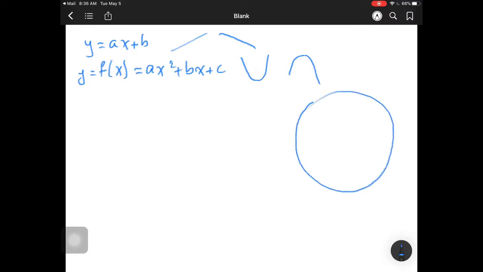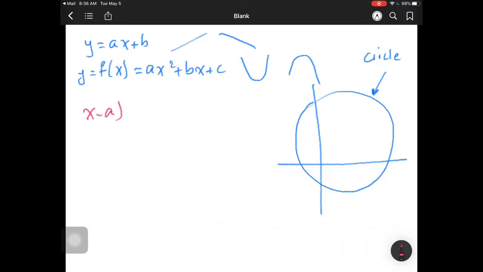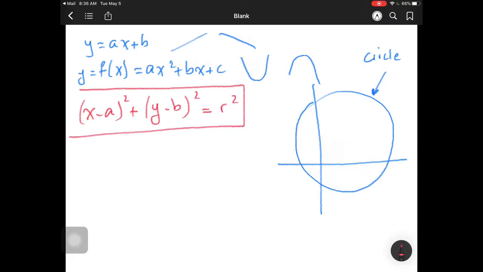what is the equation that would give me a circle when I draw it? What is the equation? The equation is the following. x minus a squared plus y minus b squared equals r squared. This is the general form or the standard form of the equation of a circle. So if you graph it, it would give you a circle.